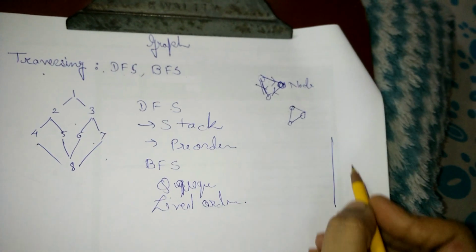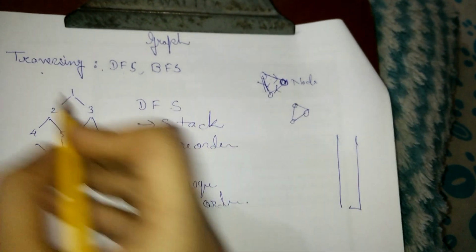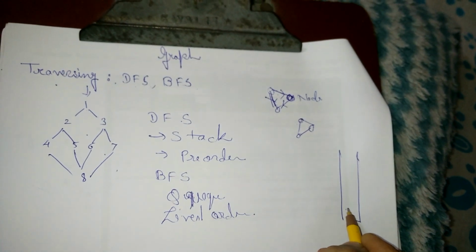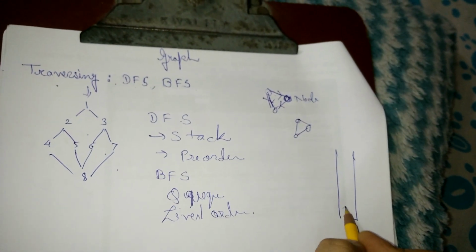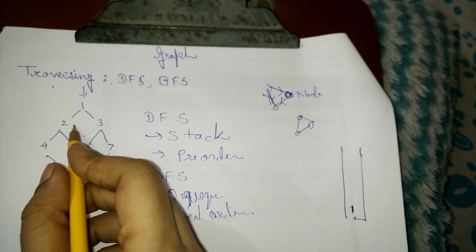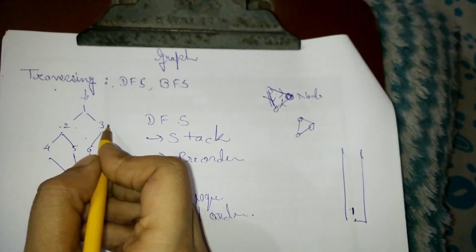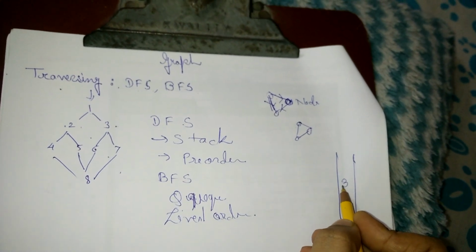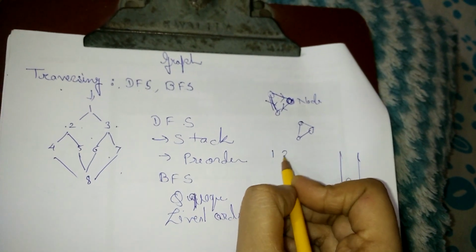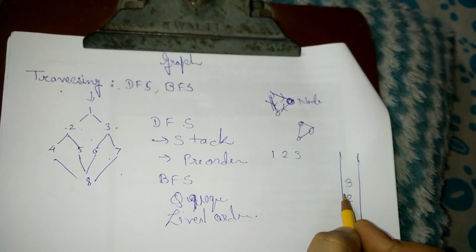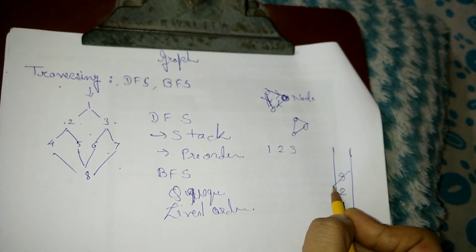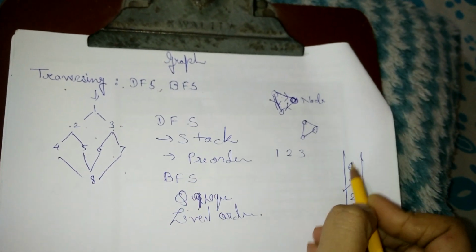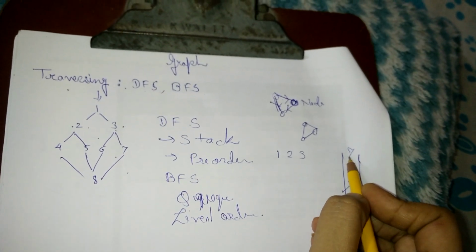As we are using a stack, we will consider one stack. So we will start from 1. So 1 will be visited first. After that, the neighbors of 1, that is 2 and 3, will be visited. Now next, as it is a stack, the topmost element will be removed, that is 3. Then the neighbors of 3, that is 6 and 7, will be visited.